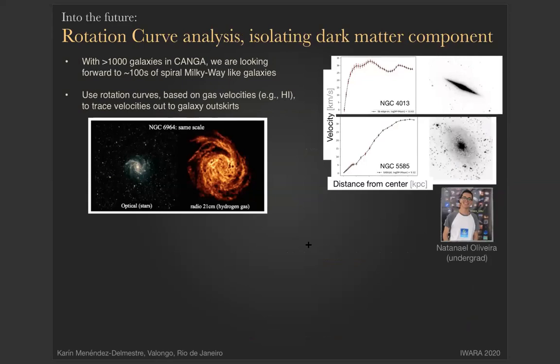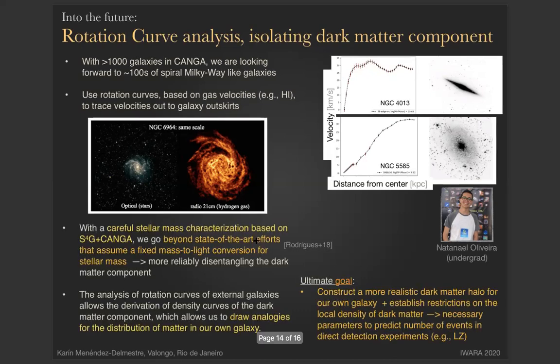But looking a little bit into the future and connecting to the dark matter context that I posed initially, the idea is, we have more than 1,000 galaxies that we'll be looking at with Kanga, and we are looking forward to hundreds of spiral Milky Way-like galaxies. So these galaxies with spiral arms, similarly star-forming galaxies. We are looking forward to many analogs of Milky Way galaxies. And the idea is that by having a very careful determination of the stellar mass distribution based on S4G and Kanga, we want to use rotation curves.